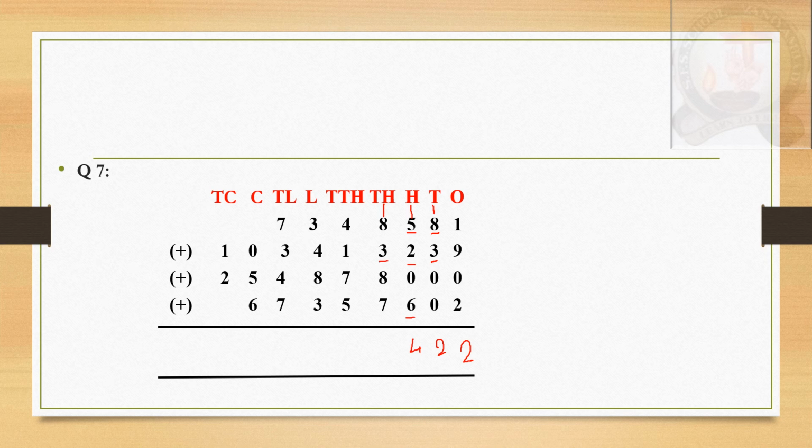1 plus 8 is 9, 9 plus 3 is 12, 12 plus 8 is 20, 20 plus 7 is 27. So for 27, write 7 and carry 2. So 2 plus 4 is 6, 6 plus 1 is 7, 7 plus 7 is 14, 14 plus 5 is 19. For 19, write 9 and carry 1 to the next digit.